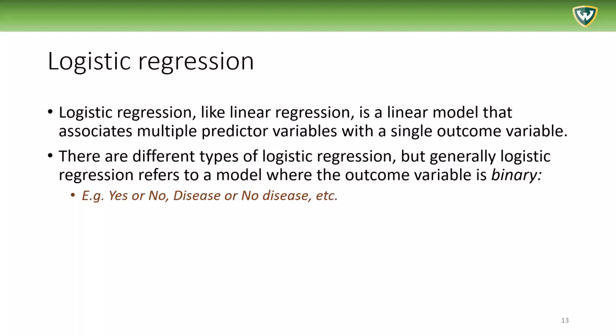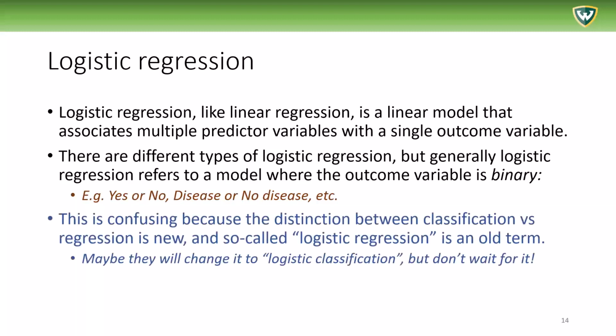Any binary variable, which we of course often translate into a zero or one in the actual value of the column. Now, logistic regression in machine learning terms is a classification model and not a regression model. But this is confusing because the distinction between classification versus regression is new, and so-called logistic regression is an older term. So maybe they would change it to logistic classification, but I would not recommend you wait for it.